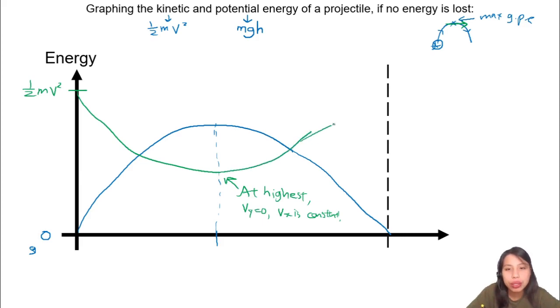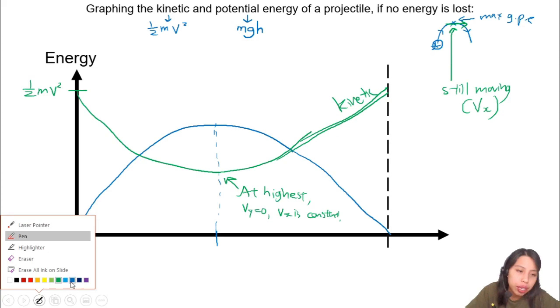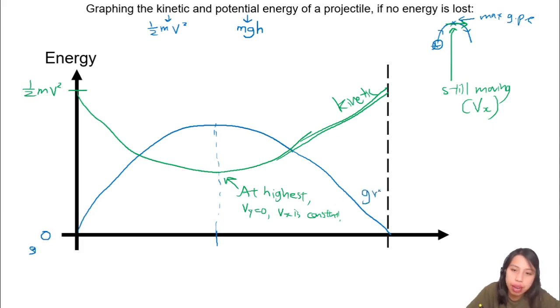And then you go back to the original graph here. So you see, it doesn't go down to zero. At the highest point, you will still have kinetic energy because you are still moving due to your vx. Thank you, vx. So let's label this: this is kinetic energy, and our blue one was gravitational potential energy.